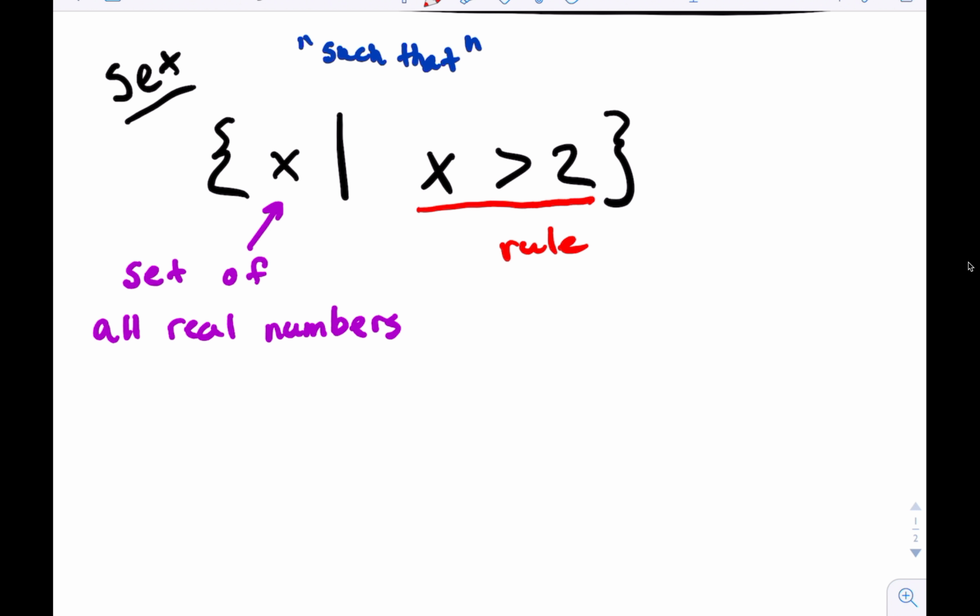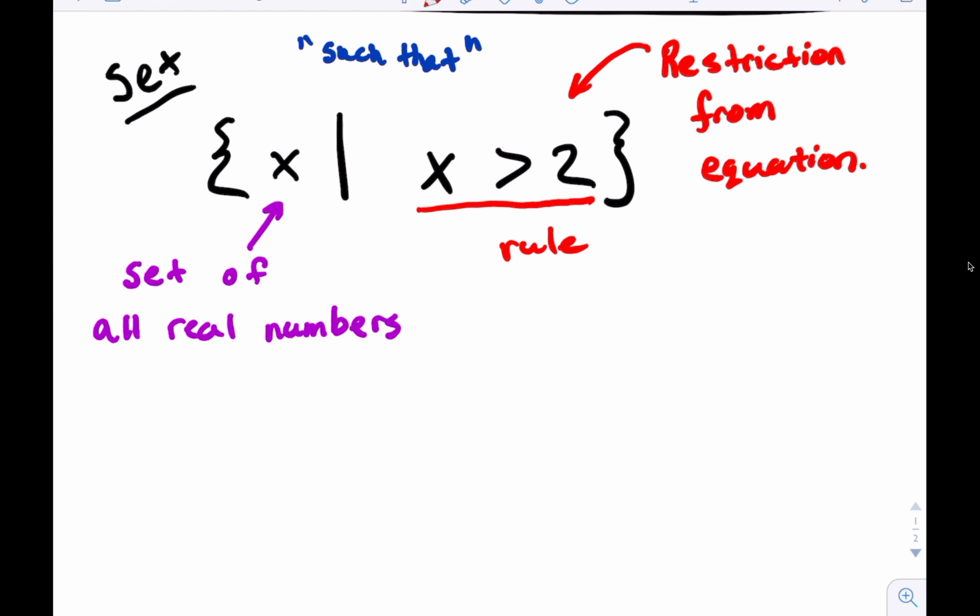So any restriction from the equation is going to go here, after you write the set of all real numbers. Okay, so that's how you would write set notation.